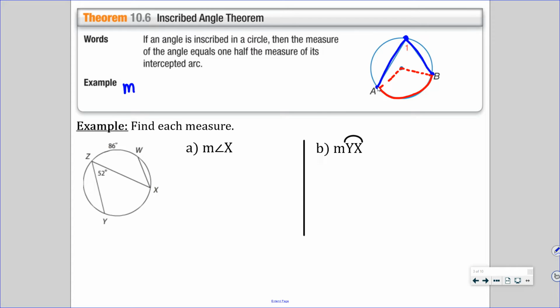So the measure of angle 1, this theorem says, is always going to be half the measure of arc AB, or of its central angle, because we know those are the same. We can use this the other way. Maybe we know the measure of this arc.